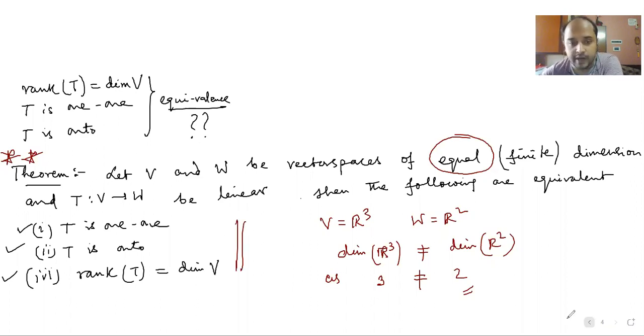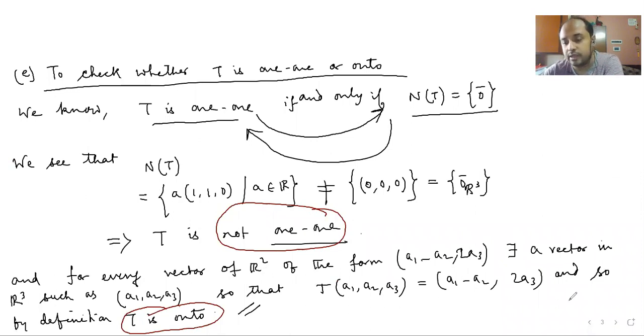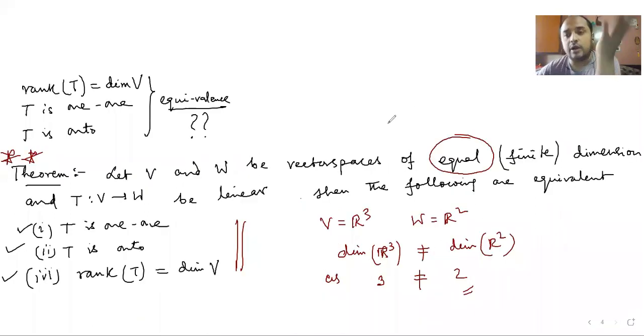Therefore, in this particular problem, we have T is not 1 to 1, but T is onto. So do not confuse this particular theorem with the given problem. You have to check what vector spaces you are actually talking about. Are they of equal dimensions? Your doubt was very good. I knew that doubt would come to your mind, and it has come.